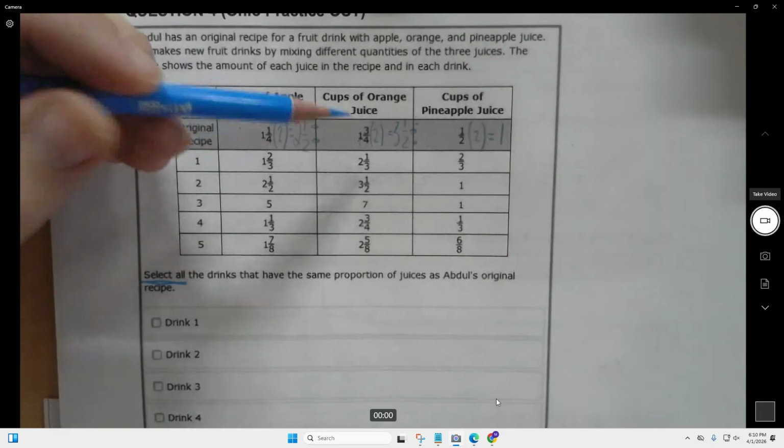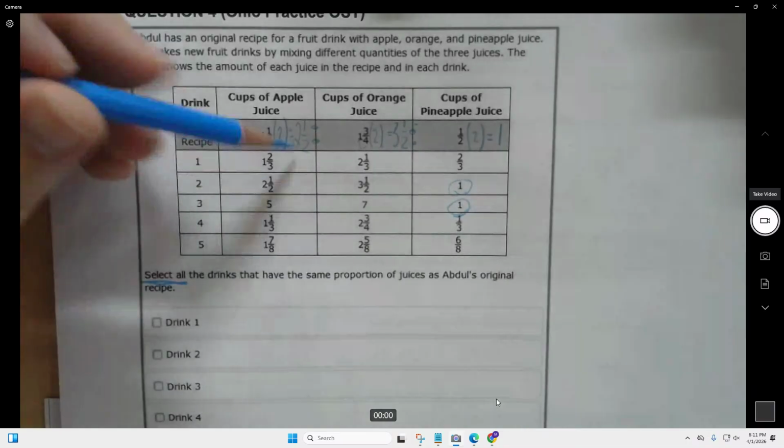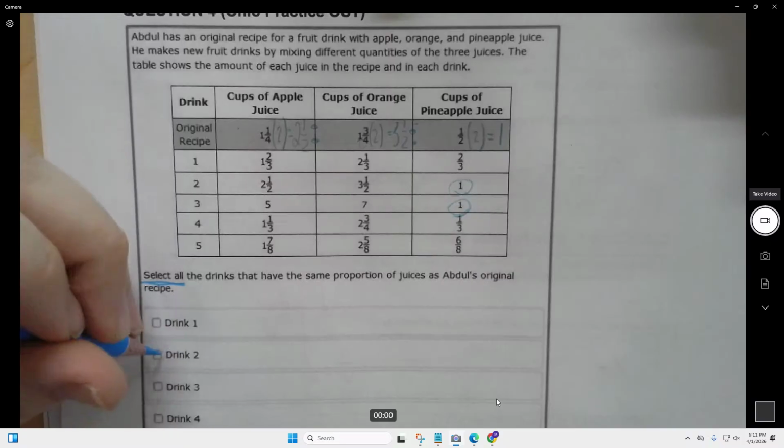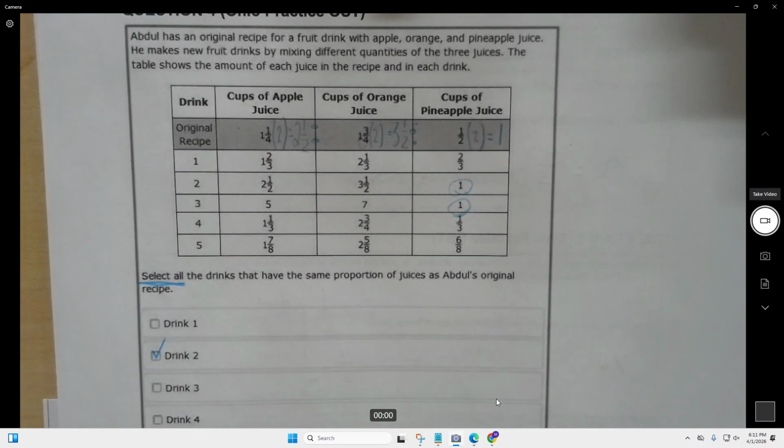So, now we look at any drink that has a pineapple content of 1 cup. Drinks 2 and 3. 3.5 matches 3.5. 2.5 matches 2.5. Drink 2 is good. Okay. Let's keep moving.